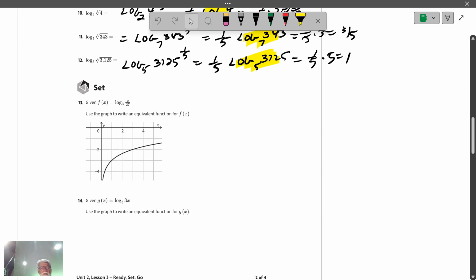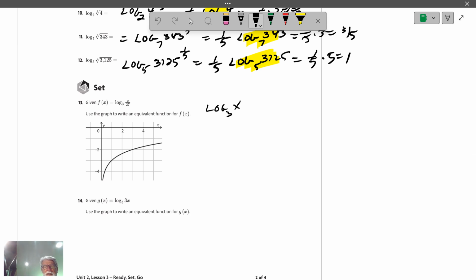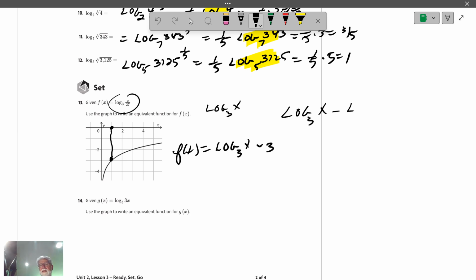All right, number 15. Ordinarily, the log of x in base 3 would have an x-intercept of 1. You can see 1 right here. You notice this is now translated down by 3. So I would say that this function written below here is the log of x in base 3 minus 3. Now, you can do that without looking necessarily at the graph, because the law of logarithms here is that the log of x over 27 is the log of x in base 3 minus the log of 27 in base 3.